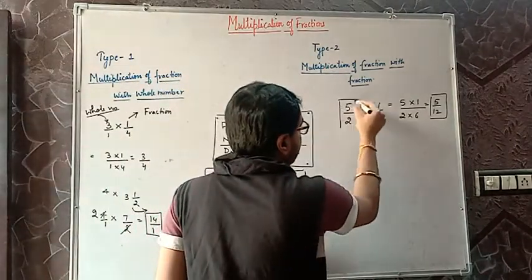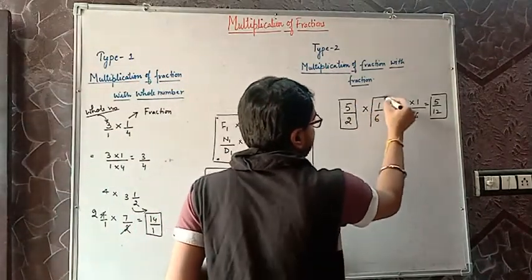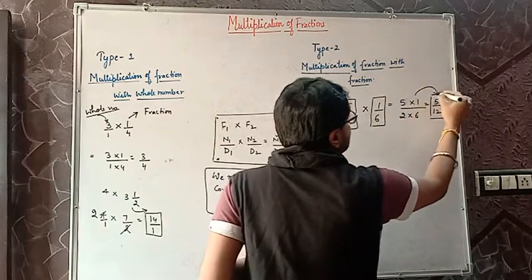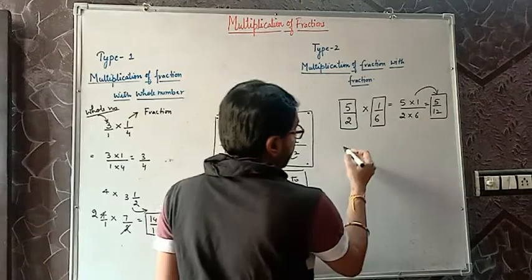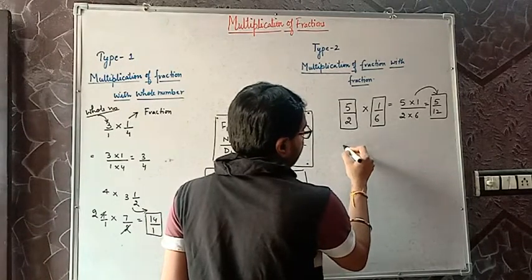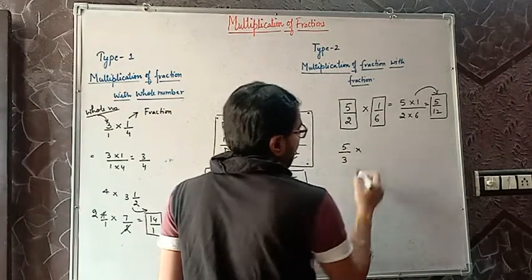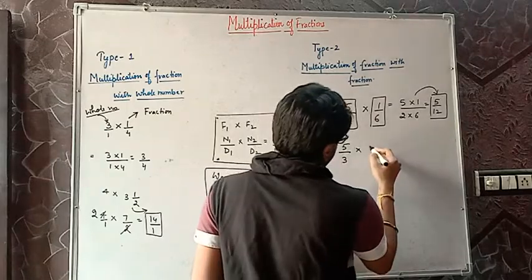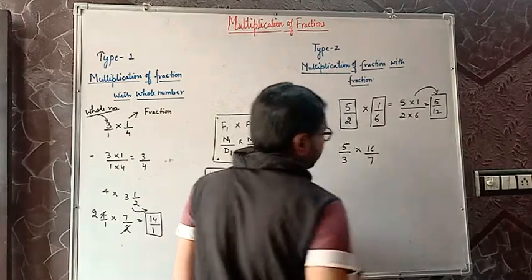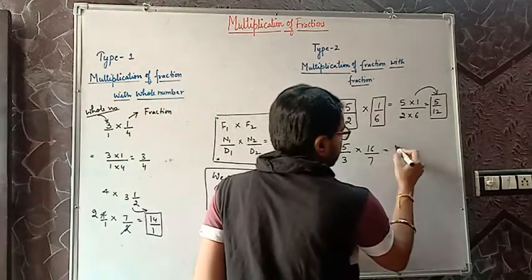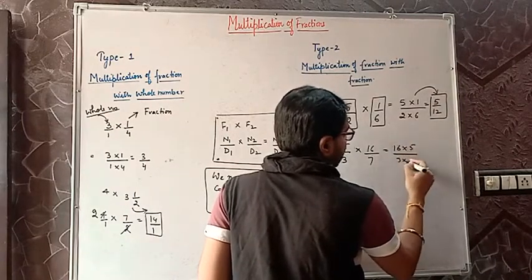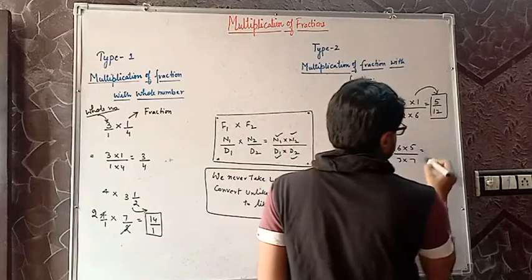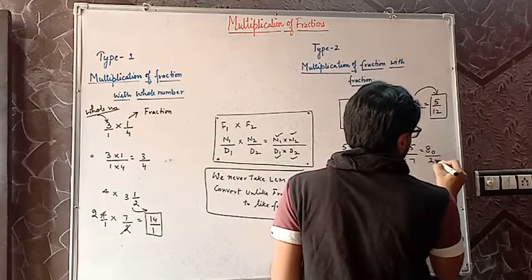Now, can you observe one thing? This is an improper fraction, but this is a proper fraction. So the result is proper. Now, let us take another example. Let me take 5 by 3 and 16 by 7, for example. What will I be getting? 16 into 5, 3 into 7, that is equal to 80 upon 21.